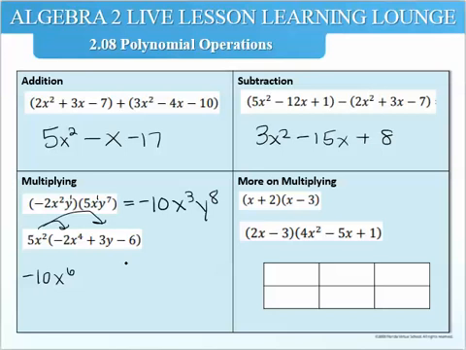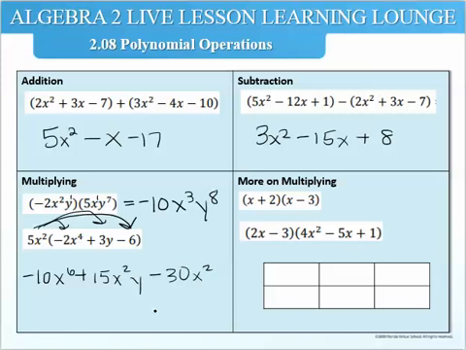5x squared times 3y. 5 times 3 is 15. X squared times y is just x squared y. Nothing we can do about that term. It's just a mixture of variables. Then we have 5x squared times negative 6, which is negative 30x squared.